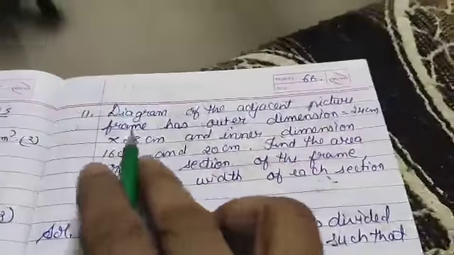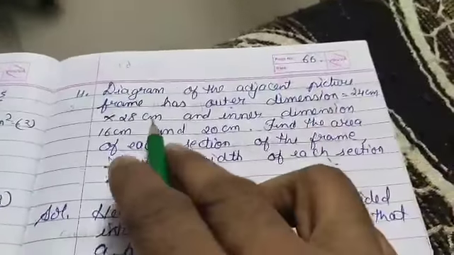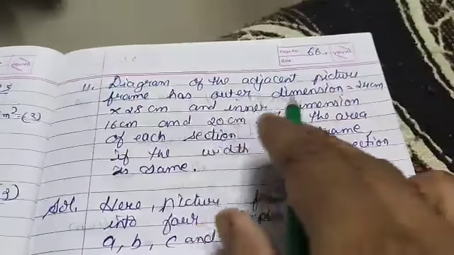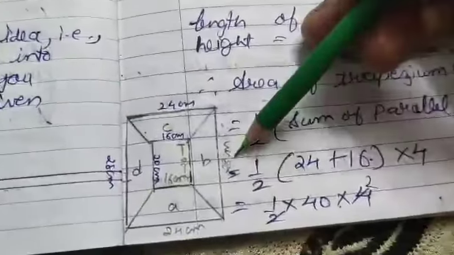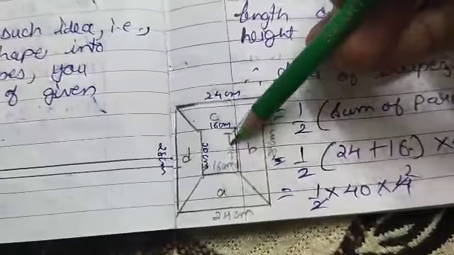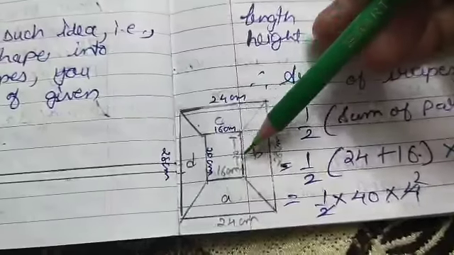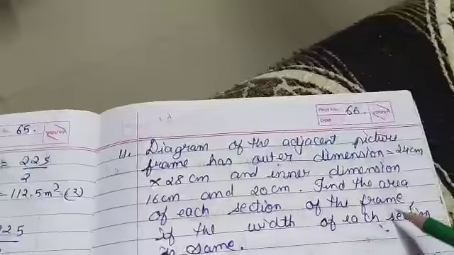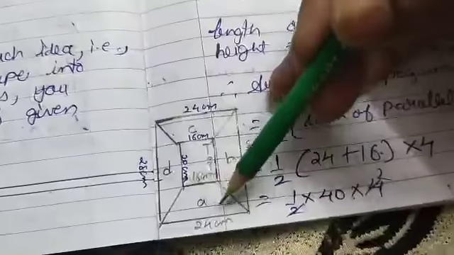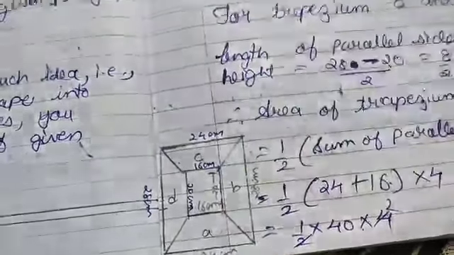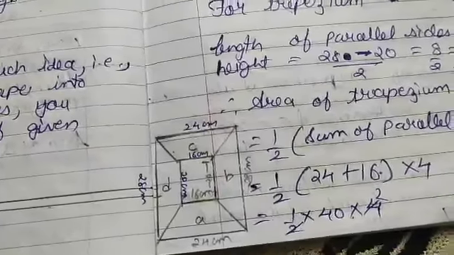Let us see sum number 11. Diagram of the adjacent figure. Frame has outer dimension 24 cm and 28 cm. See dear student, here dimension 28 and 24. Now the inner dimension 16 and 20. See here, 16 and 20. Opposite sides are parallel and congruent, 20 and 20. Find the area of each section of the frame. Means there are four sections, A, B, C, D. Each section of the frame, we have to find the area of such section.